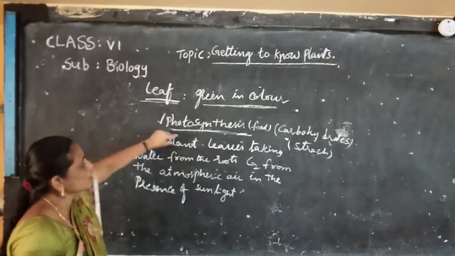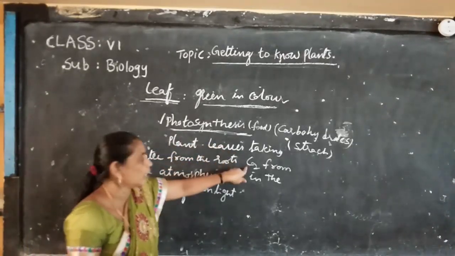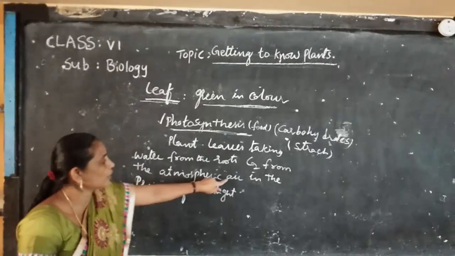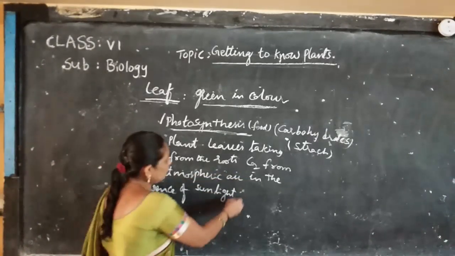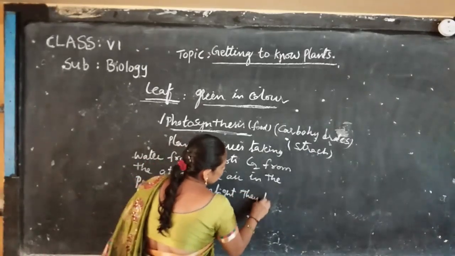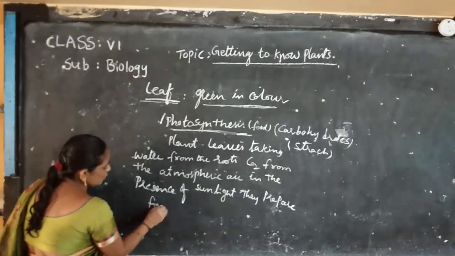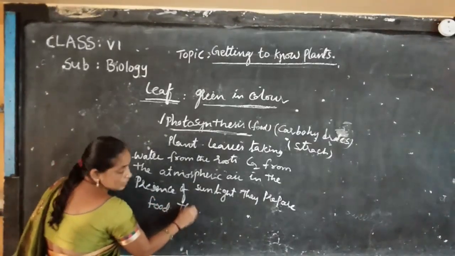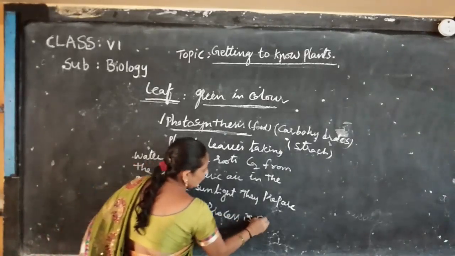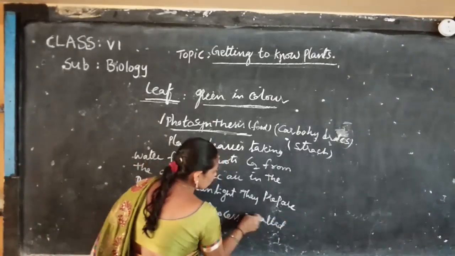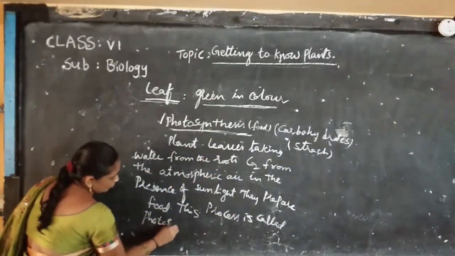So, photosynthesis: plant leaves take water from the roots and carbon dioxide from the atmospheric air, in the presence of sunlight, and they prepare food. This process is called photosynthesis.